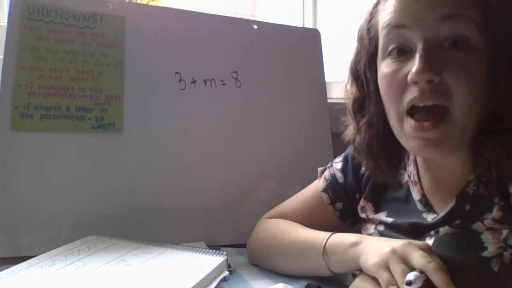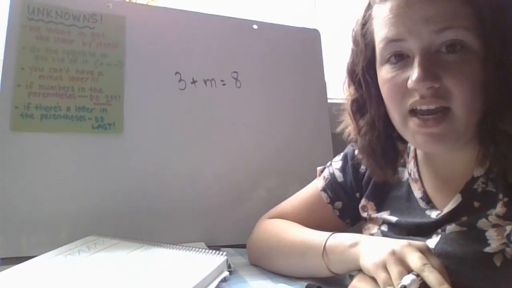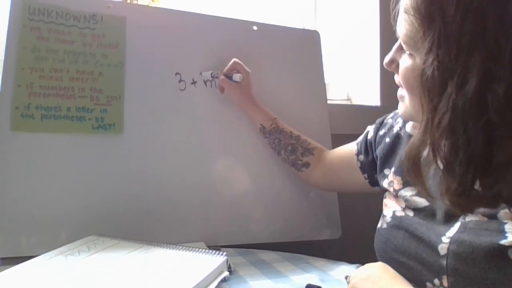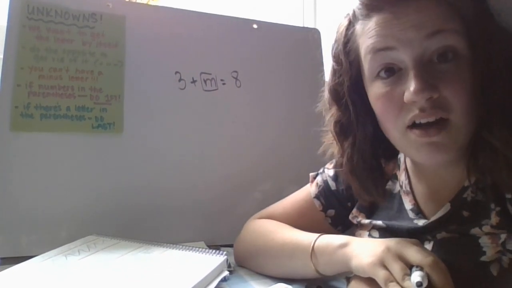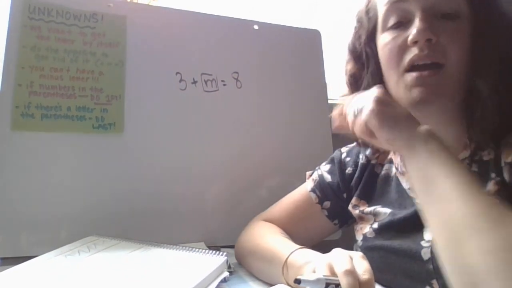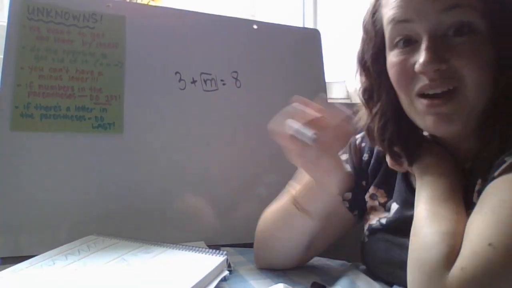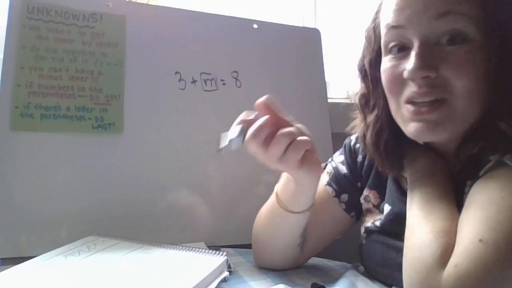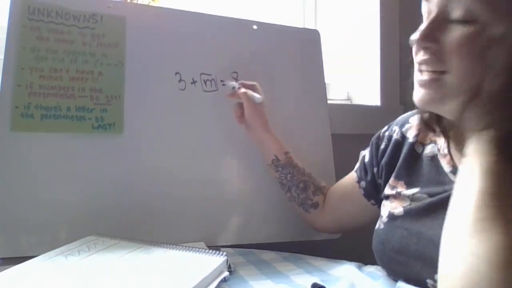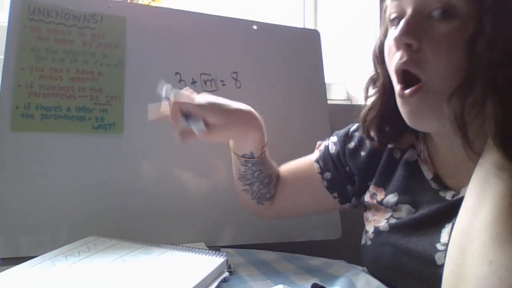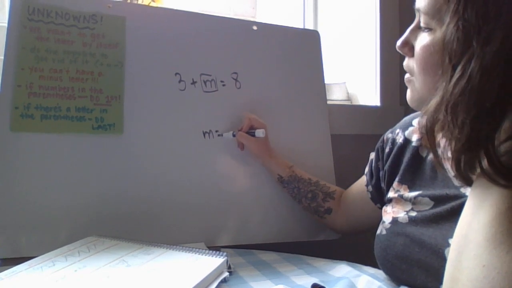I'm going to use the letter M this time. 3 plus M equals 8. And I'm trying to figure out what is the number that goes right there. What does M represent? If we were to take away that M and put in a number, 3 plus what equals 8? You might know that math fact right away, but if you want to do it the algebra way, we have to get the letter by itself. So we need M all by itself on this side so that it would look like this. M equals blank.